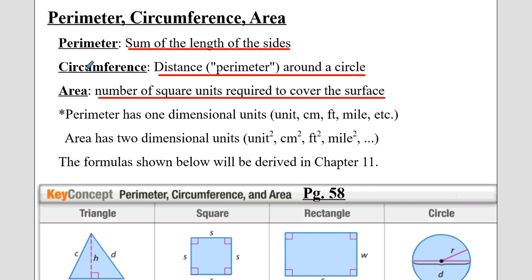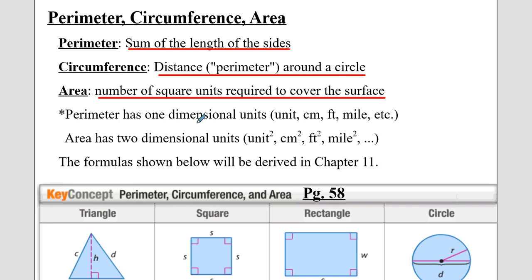The circumference is a special type of perimeter. It's the perimeter for a circle. So it's the distance around the edge of a circle. First, these two measurements, perimeter and circumference, are one-dimensional because they're just lengths. Area is a two-dimensional measurement. It's a measurement of the number of square units that would be required to cover that surface.